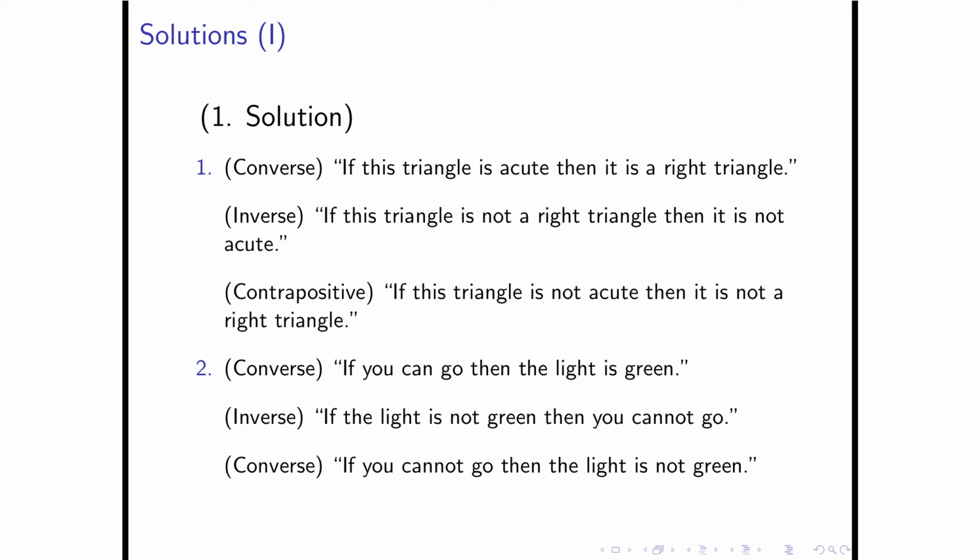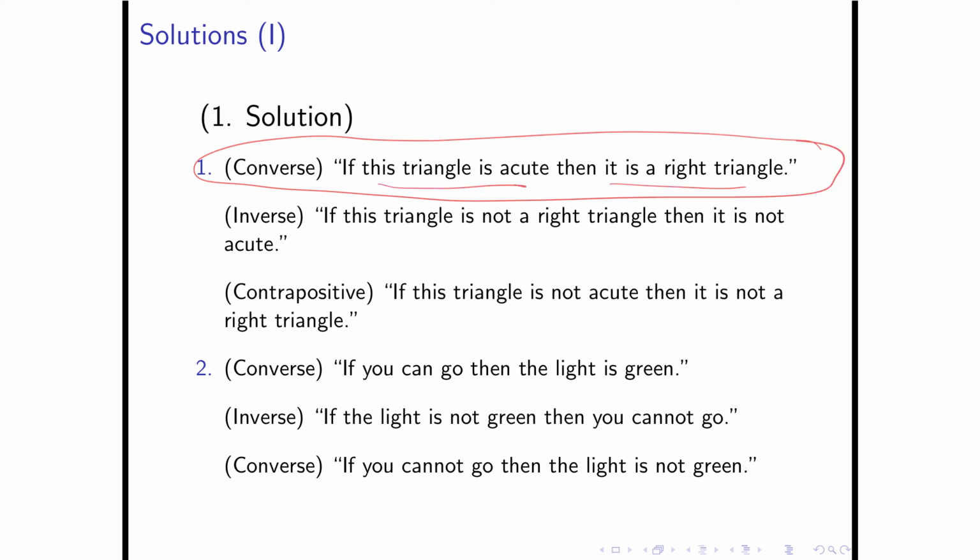So we are going to find the converse, inverse, and contrapositive of the proposition: if this triangle is a right triangle, then it is acute. The converse is where you just take the two propositions and swap them around. The inverse is where you take the propositions and negate them. And the contrapositive is where you do both. So I think this is probably pretty simple material, so I won't over-explain it.